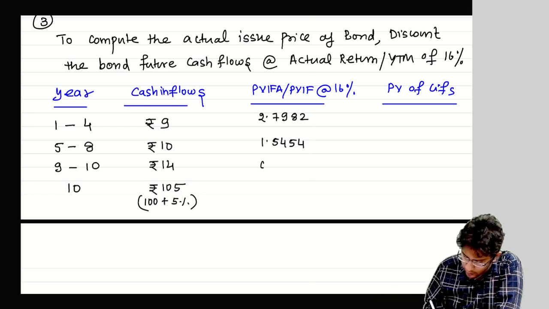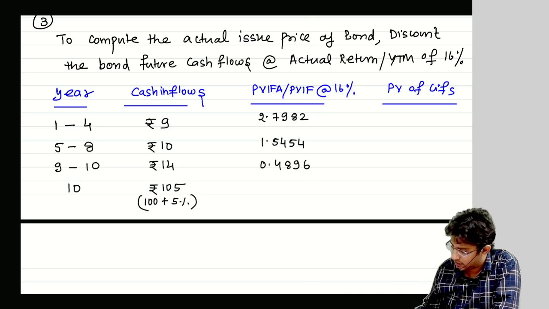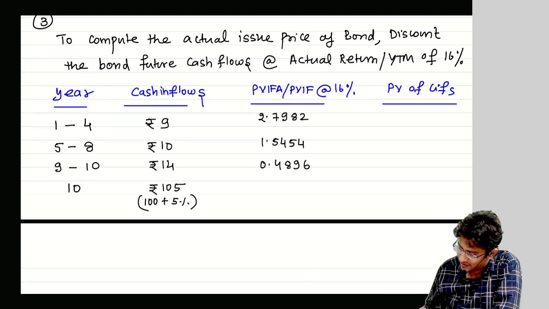Correct, you are right. 0.4896. Okay, sometimes I do testing like that. 1, 2, 3, 4, 5, 6, 7, 8, 9, 10. Tell me last.